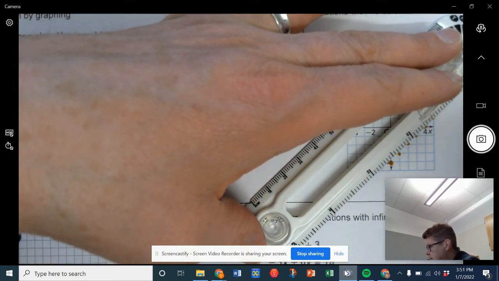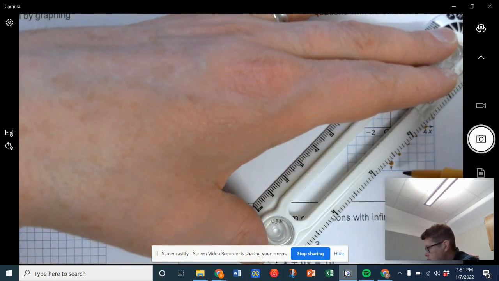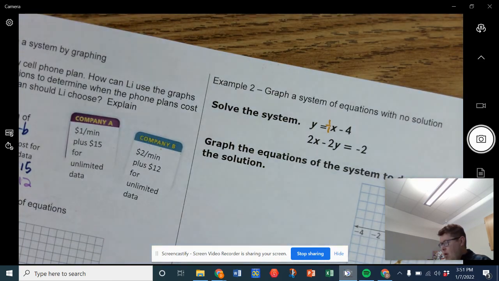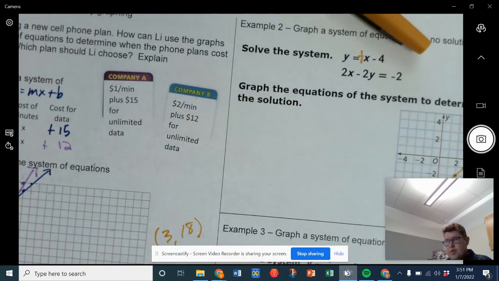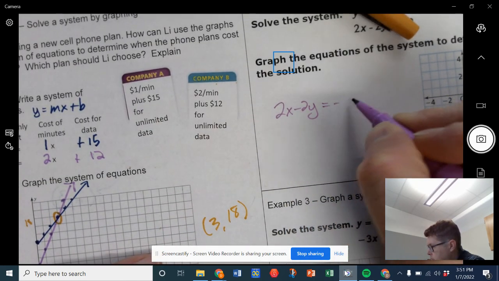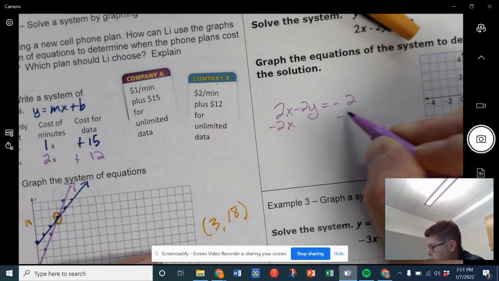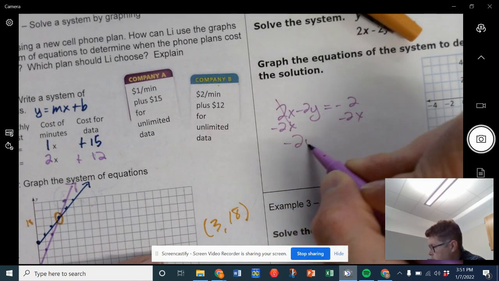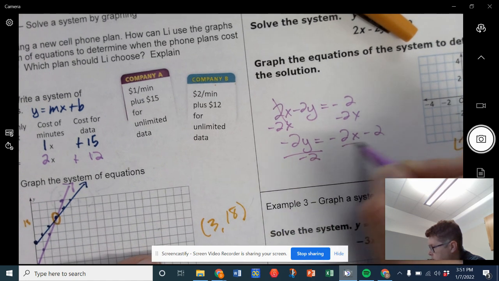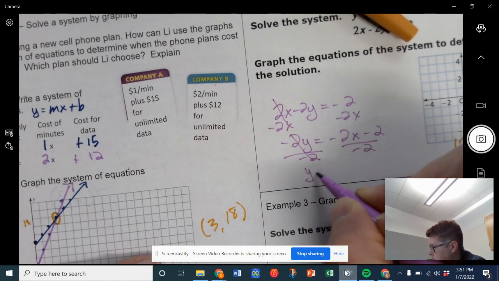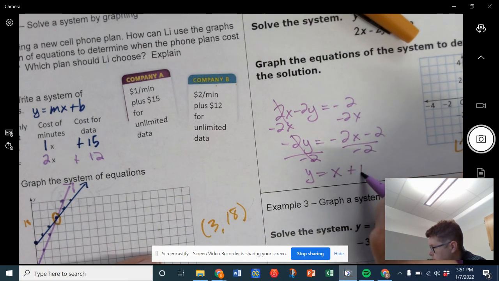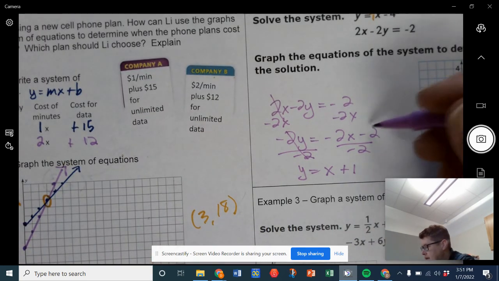Now for the second one, we're actually going to have to solve it, convert it to slope-intercept form. 2x minus 2y equals -2. So subtract that 2x, bring that x over to the right side. Cancels out. -2y equals -2x minus 2. Divide by -2 on both sides. Cancels. We end up with 1x, and we end up with +1 right there. Because -2 divided by -2.